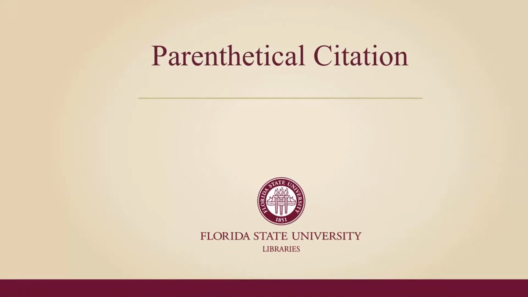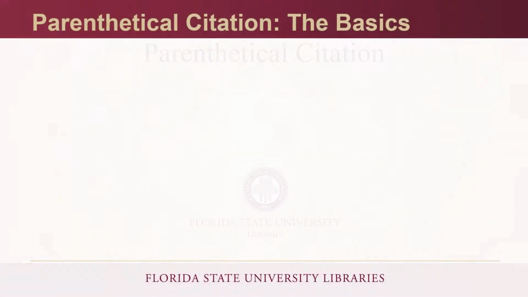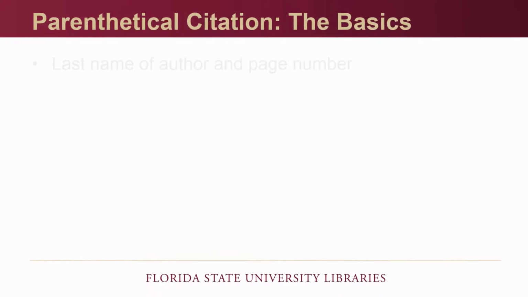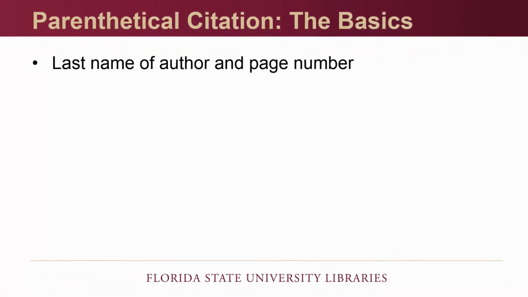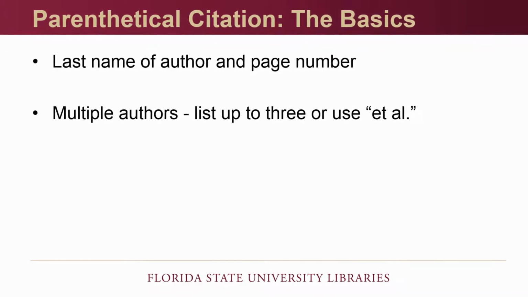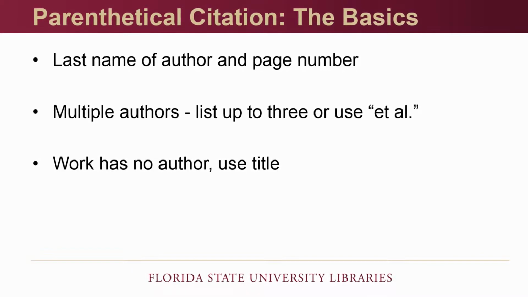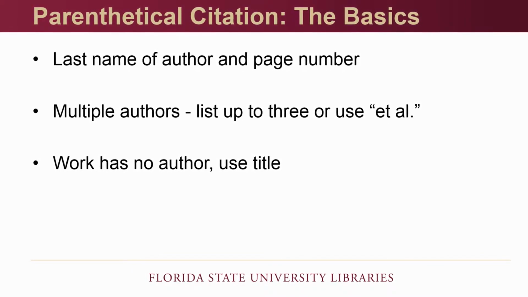Parenthetical citations are citations made to your sources inside the body of your research. The most basic form consists of the author's last name and the page number. For multiple authors, list all of the contributors up to 3. For more than 3, use the first author's last name followed by et al. If the work has no identifiable author, use the shortened title of the work.